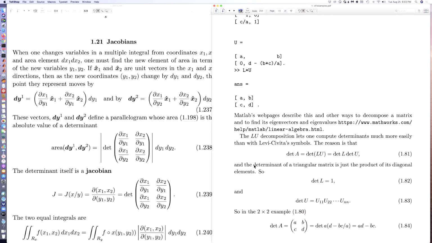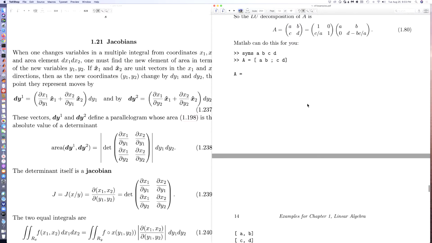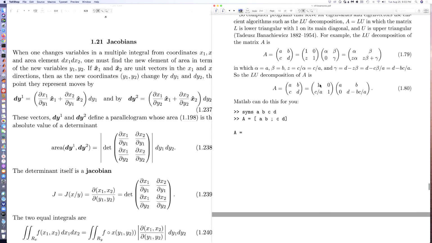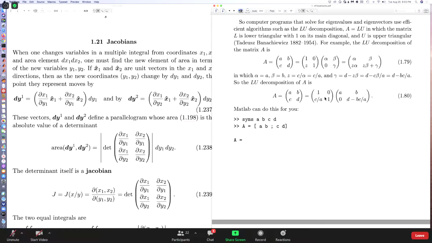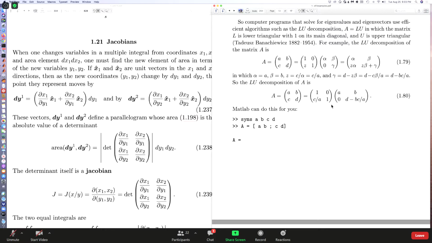Now the LU decomposition, one of the decompositions, I should say, lets one compute determinants very easily. And the reason is that the determinant of a product is the product of the determinants. On the other hand, L is in general lower diagonal with ones. And so if you just do the Laplace decomposition, you just have a bunch of ones. The determinant of L is just one.